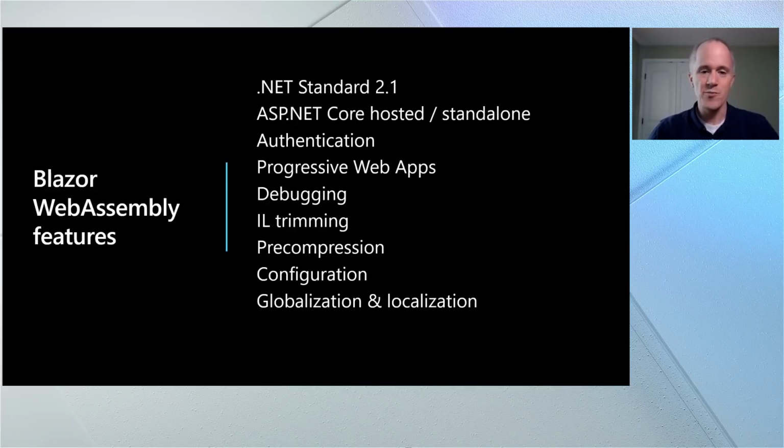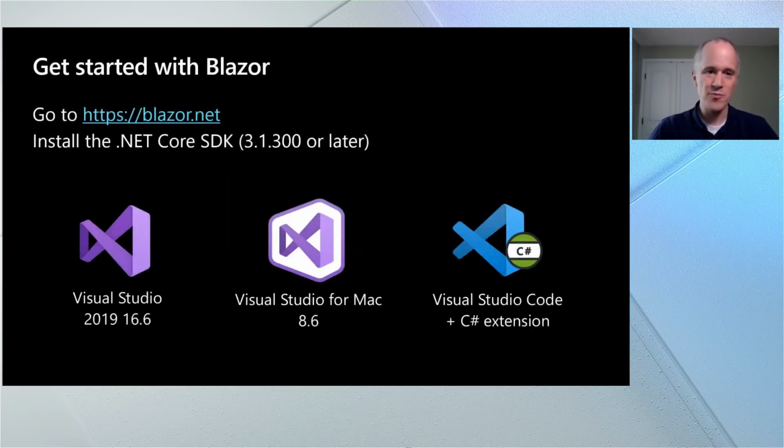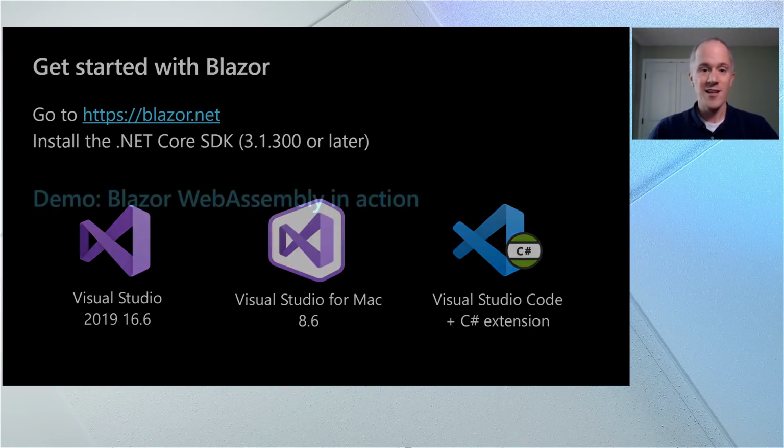When you publish your Blazor WebAssembly app, any unused code is automatically trimmed to dramatically reduce the download size of the app. We also aggressively pre-compress the published app to reduce its size even further. You can configure your Blazor WebAssembly app as well as localize it so it's ready for a global audience. It's easy to get started with Blazor. Just go to blazor.net and then download and install the latest .NET Core SDK, version 3.1.300 or later. You can then build your app using Visual Studio, Visual Studio for Mac, or Visual Studio Code with the C# extension. Let's go ahead and do that.